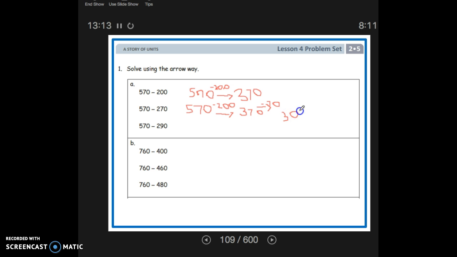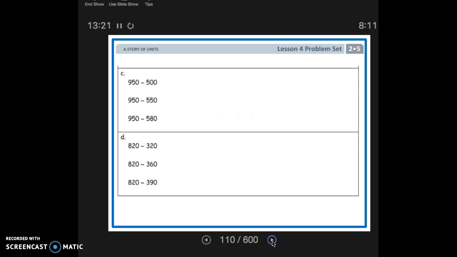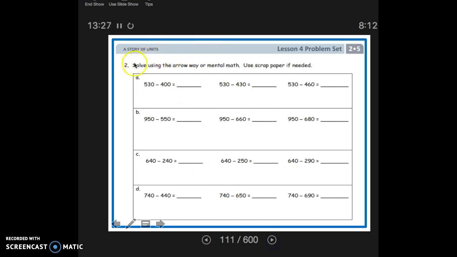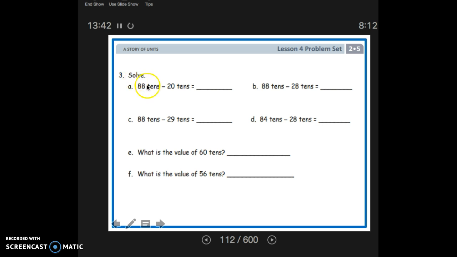And that's it. You could do the next one on your own. That's all we're doing today. Just take it slow and do one at a time. So for A, B, and C, and D, it's the same. And then when you get to number 2, you can solve these in your head if you can. If you need to use the arrow way, do it. If you need to use scratch paper and you'd rather use the place value chart, that's fine too. Any way you can solve them. And then for the rest of it, you're going to be kind of converting these. So 88 tens minus 20 tens. You have to decide what 88 tens is minus 20 tens.